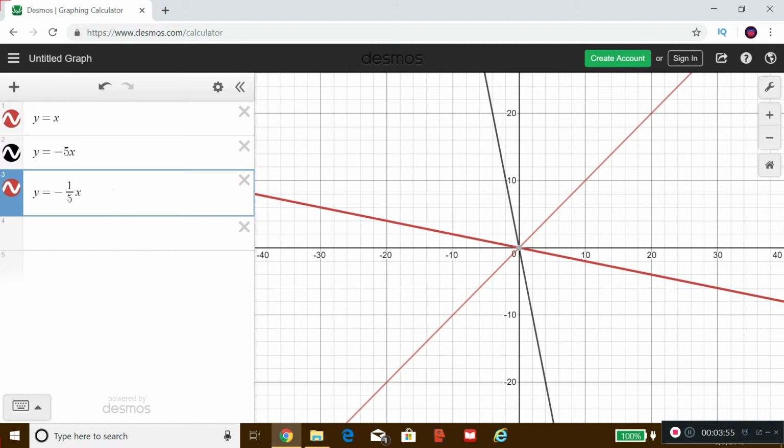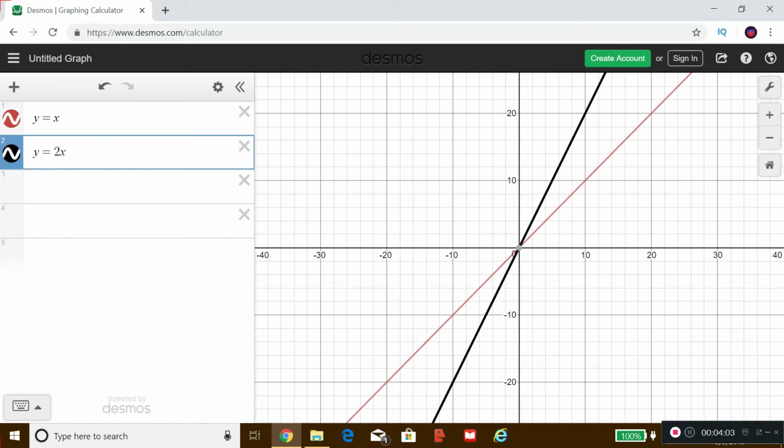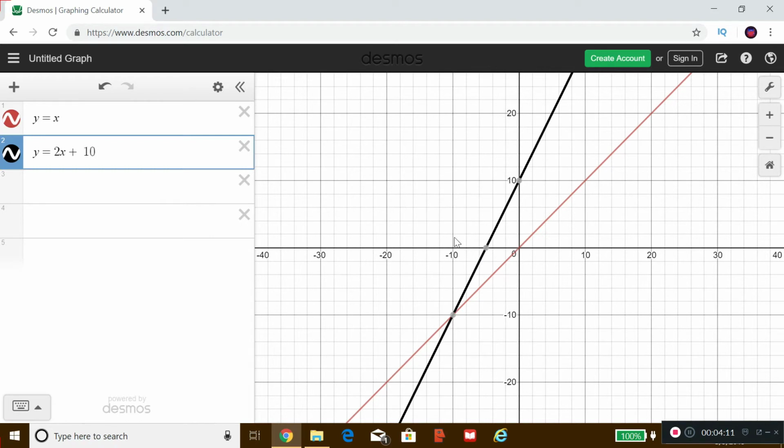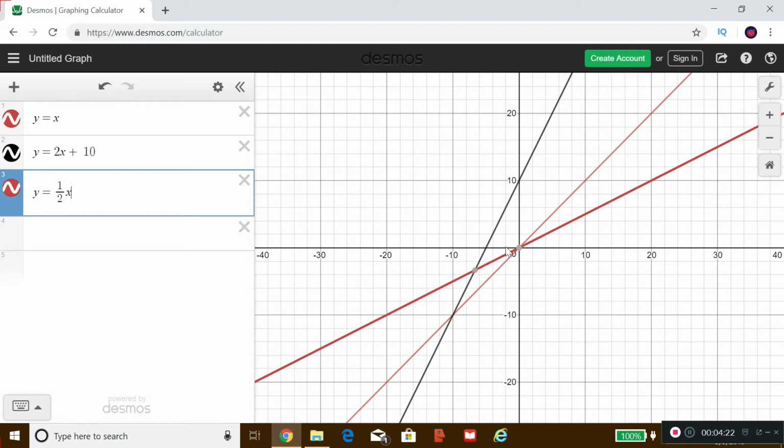Okay, so what if we were to have something like y equals 2x plus 10? And then we'll graph our line y equals 1/2 x. You notice these are no longer reflections of each other, right? Because this point mirrored across this line is not on the black line.